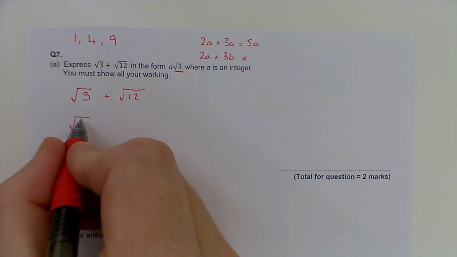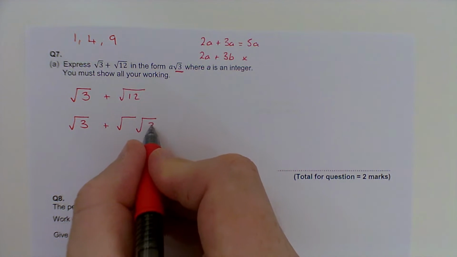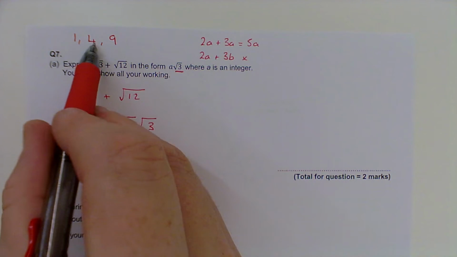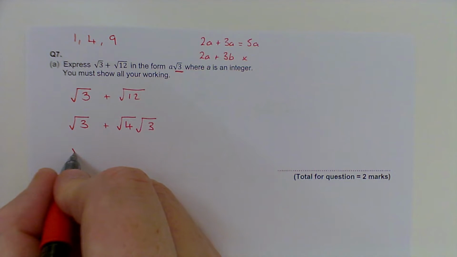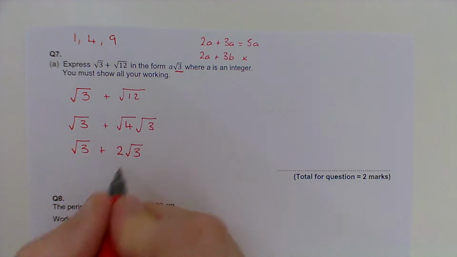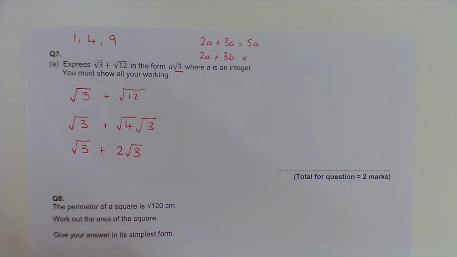So this one's going to stay the same, but this root 12 has got to have a root 3 in it. And what times by 3 makes 12? 4. And I know the square root of 4 is 2. So I've simplified root 12. Root 12 simplified is 2 root 3.